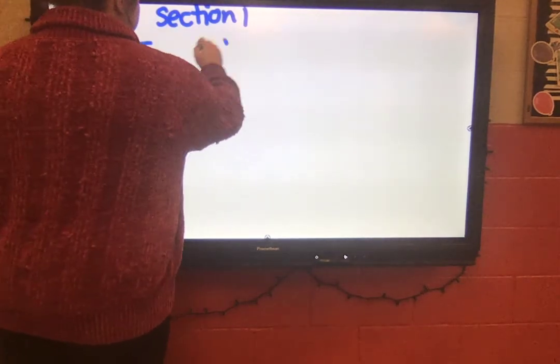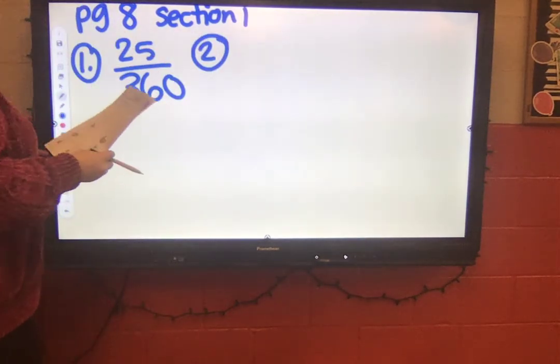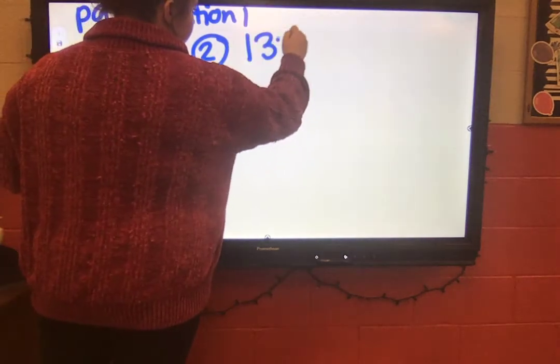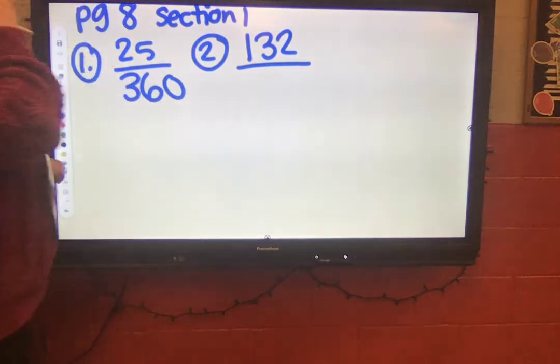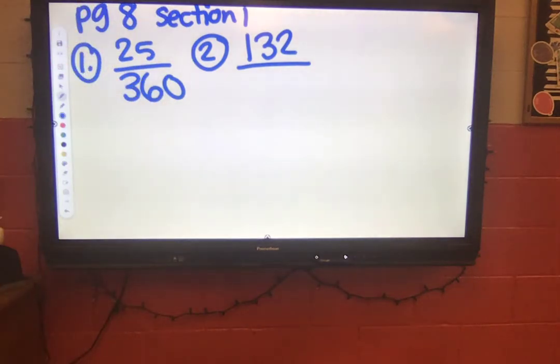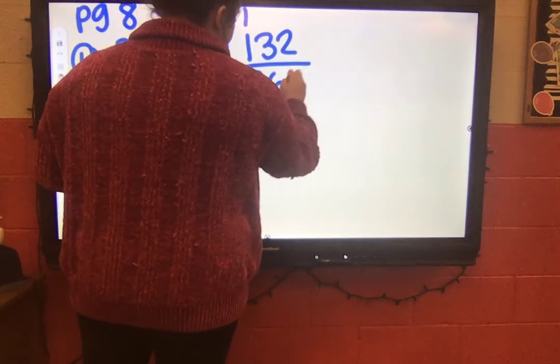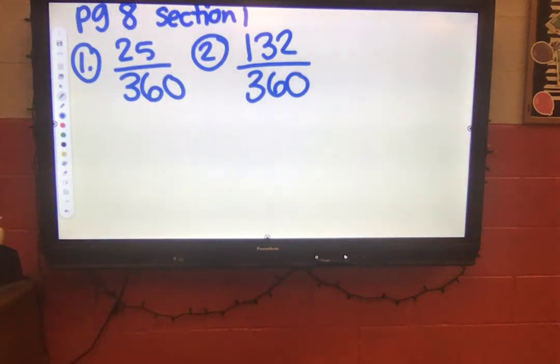Number 2, we have 132 degrees. That's 132 degrees out of how many degrees? How many degrees are in a circle? 360. So for number 2, you should have 132 over 360. Now you're going to do 3, 4, 5.